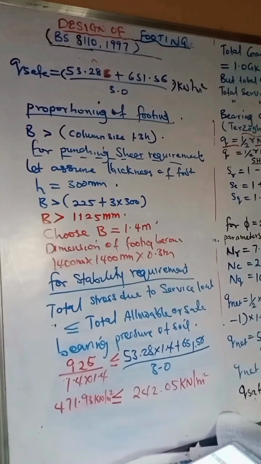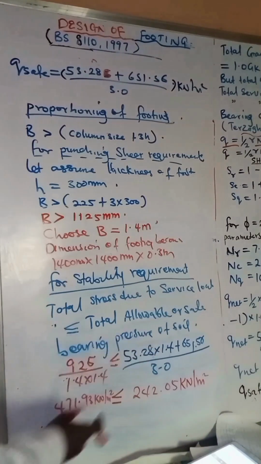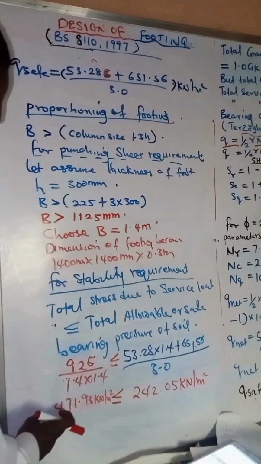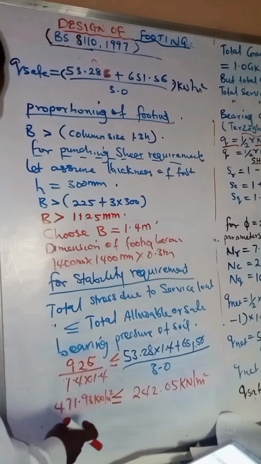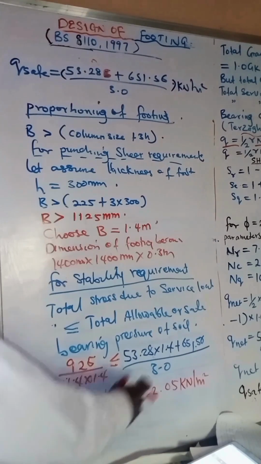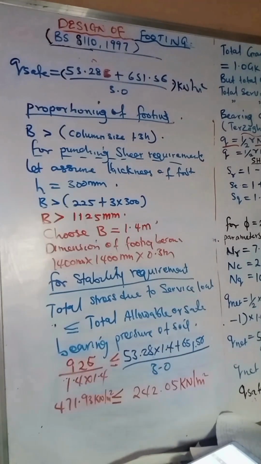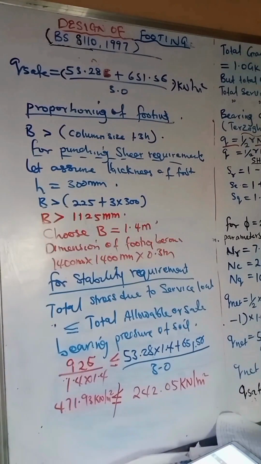All right. So having done this, you can see the pressure. Solving this one, we're going to have 471.9 kilonewton, 0.93 kilonewton per square meter, while here we have 240.05 kilonewton per square meter. Of course, you will see that this figure is greater than this. So saying that this is lesser than this is not going to work. So we asterisk it. It means that the dimension of 1.4 by 1.4 is not going to satisfy our stability check. So we're going to choose another dimension greater than 1.4.